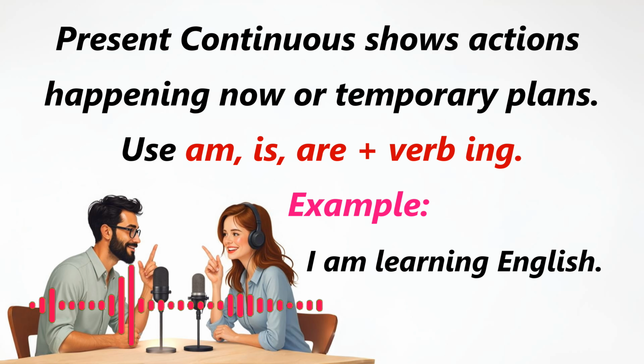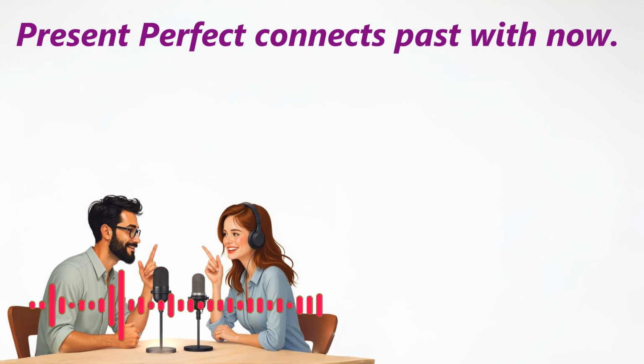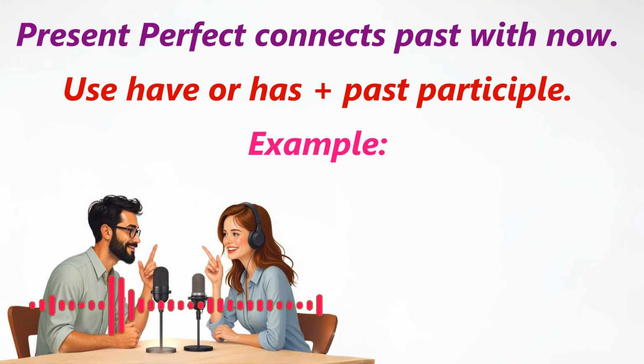Present continuous shows actions happening now or temporary plans. Use am, is, are plus verb ing. Example: I am learning English. She is cooking.